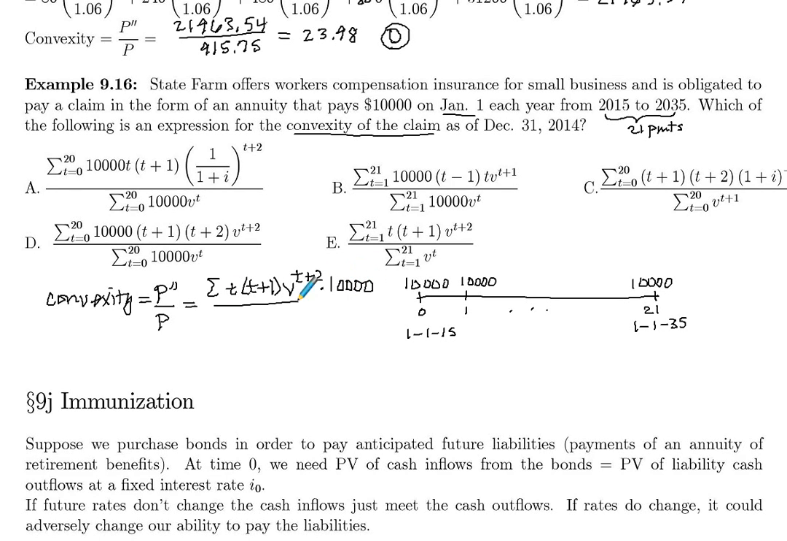And then you divide by the price of the asset, that is the present value of the cash flows. So that's just going to be the sum of 10,000 brought back with v to the t. And our first cash flow is happening at time 0, so these are going to be summing from t equals 0.